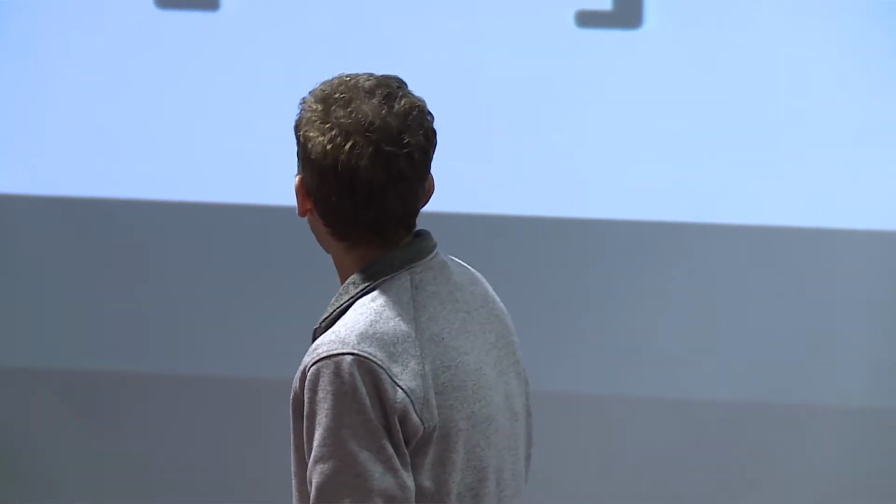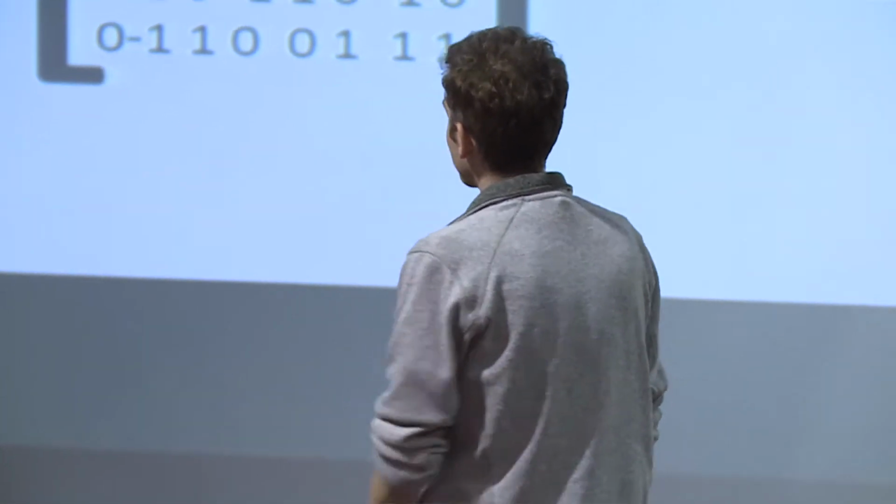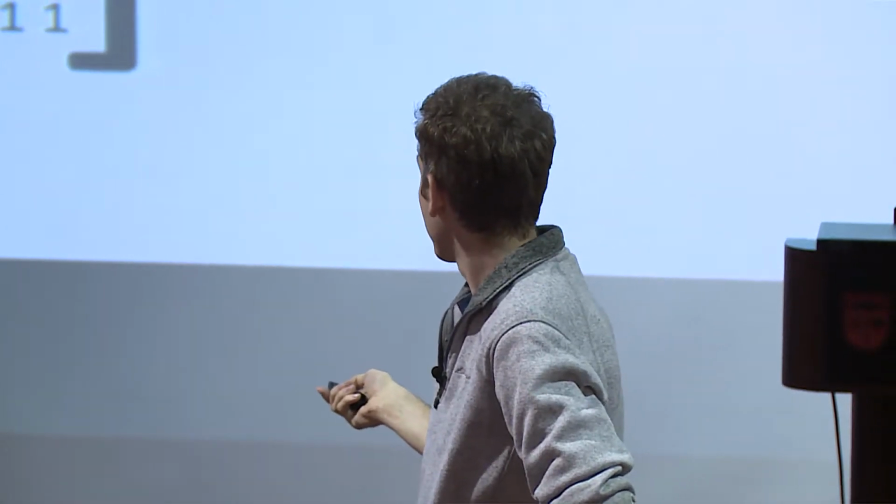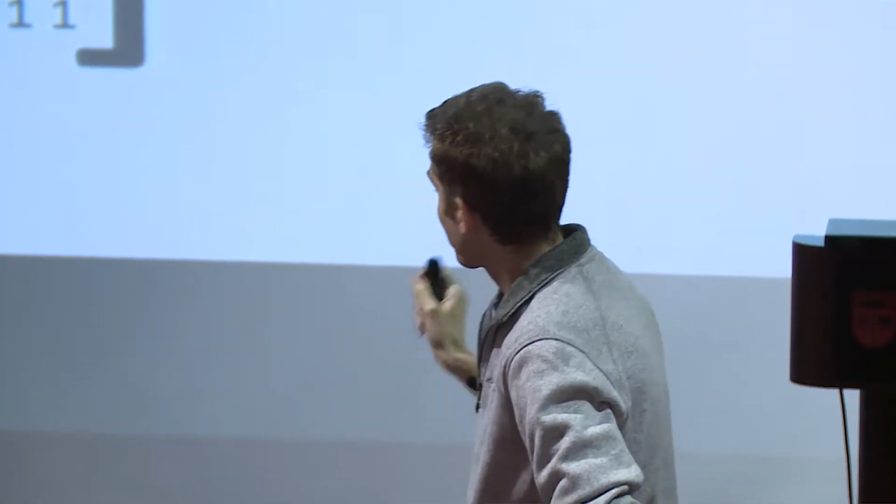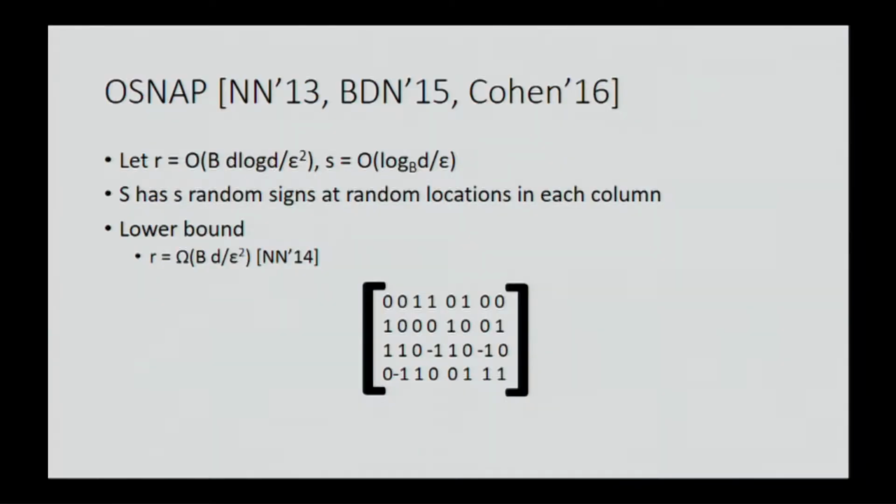Yeah, question? Are the entries random sign or do they need scaling? Do they need scaling? Oh, yeah, sorry. I'm missing a scale factor, which is 1 over root s. Okay, so there's a lower bound here, which is that if you want this number of non-zero entries per column, s, then you actually need B times d over epsilon squared number of rows. Okay, so there's a gap here, but it's only a log factor.